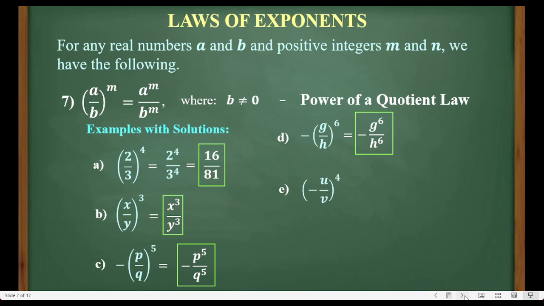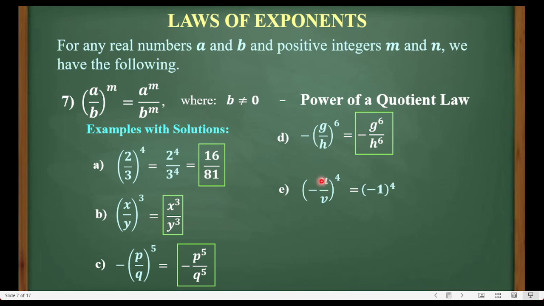Unlike in letter C and letter D, this time the negative is inside the parenthesis. So quantity negative of u over b raised to the 4th power. Since the negative is inside the parenthesis, and the exponent is an even number, it means the result will be a positive sign. Okay? So it becomes this.